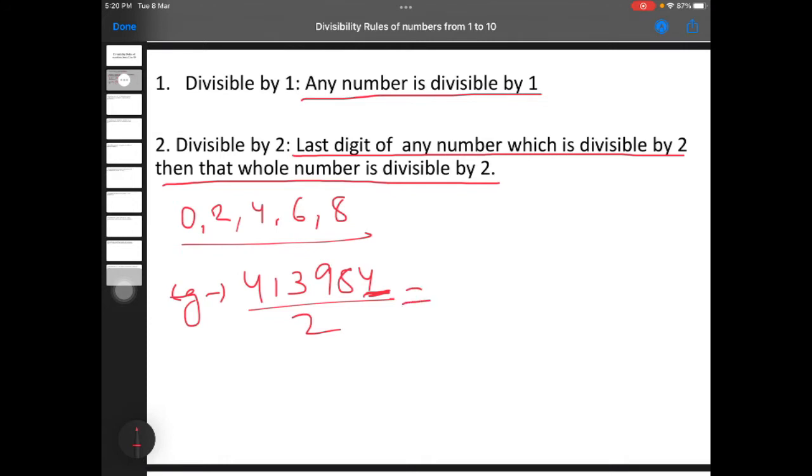If we divide this number by 2, what will be the answer? If we divide 413,984 by 2, we will get 206,992. So this number is divisible by 2. It can be divided by 2.